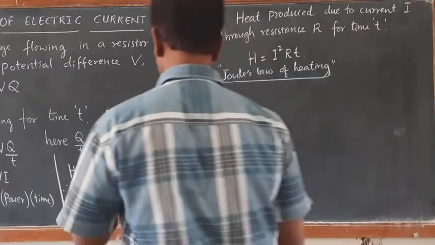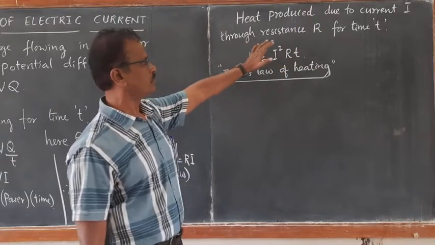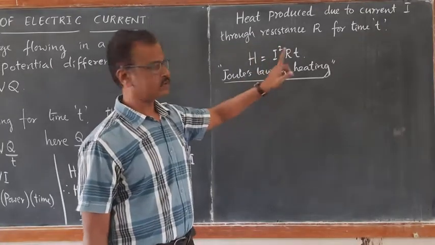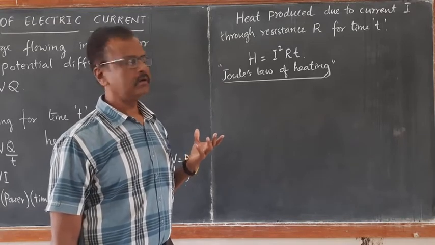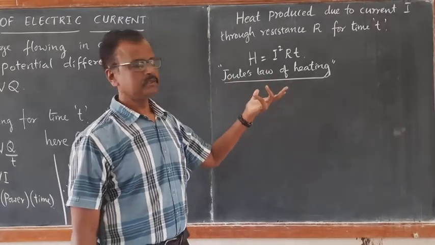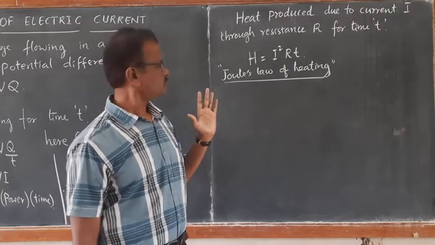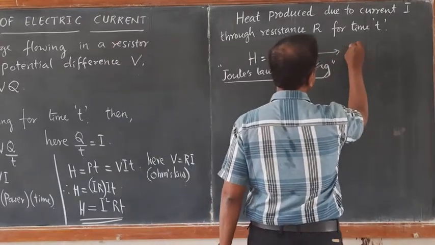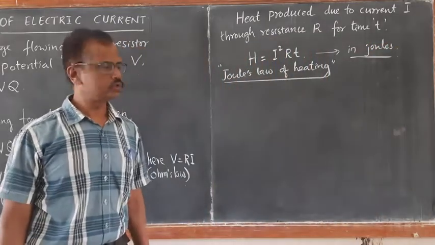Look at this same equation I have written here once again. The heat produced when a current I flows through a resistance R for some time T is given by I square RT. So this is called Joule's law of heating, or the energy that is lost in the form of heat due to the current I and the resistance R is given by I square RT. This heat is measured in joules in SI unit.